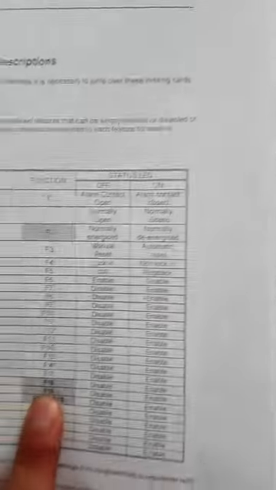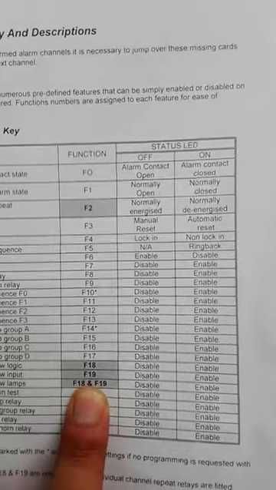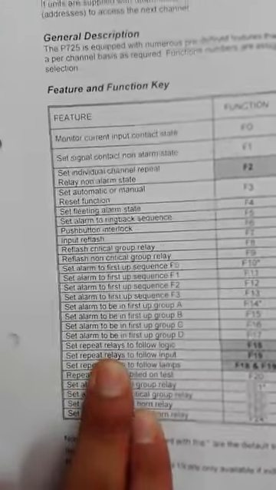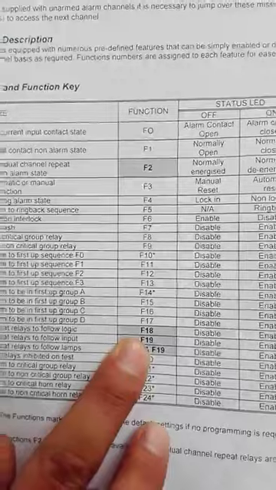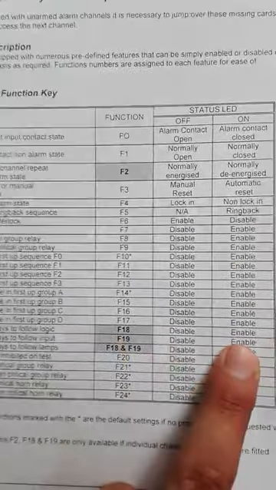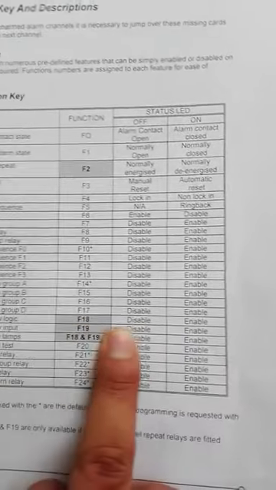Then F18 and F19: set repeat relays to follow logic. We don't need this, so we will make it disabled.